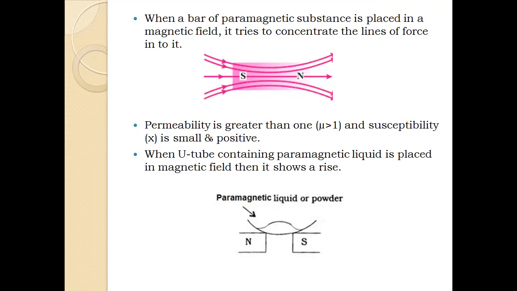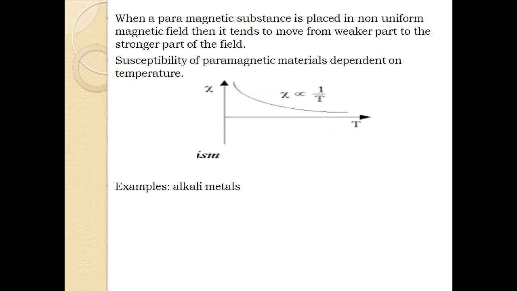When a U-tube containing paramagnetic liquid is placed in a magnetic field, it shows a rise or elevation at the top of the liquid. And a paramagnetic substance placed in a non-uniform magnetic field tends to move from the weaker part of the field to the stronger part of the field. The susceptibility of paramagnetic materials depends on temperature and follows Curie's law, chi proportional to 1 by T. So as the temperature increases, susceptibility goes on decreasing. The best example for these materials is alkali metals.